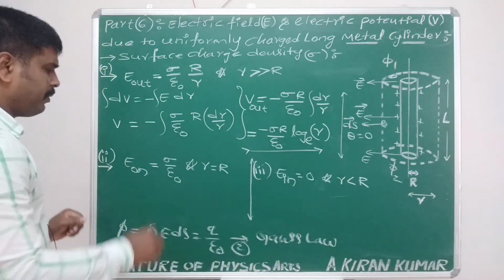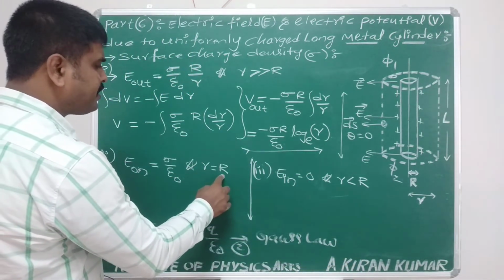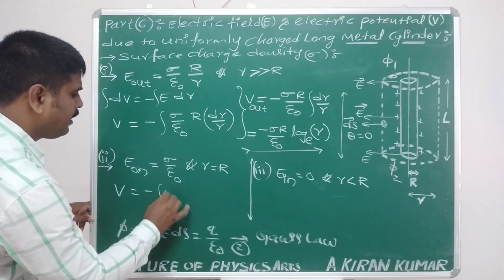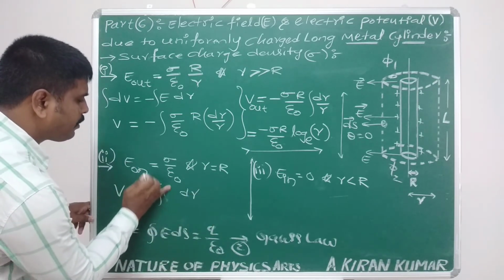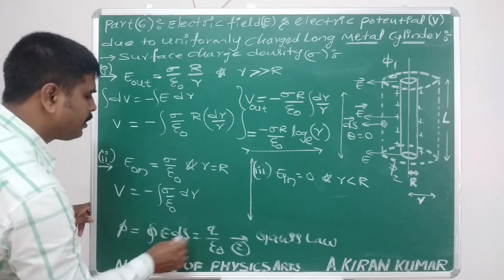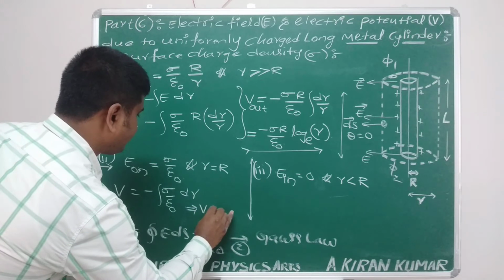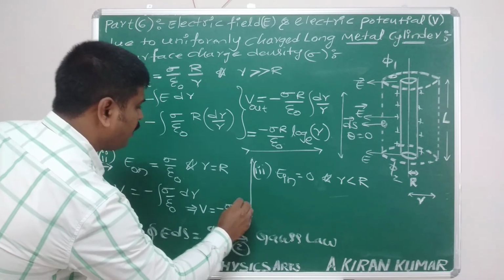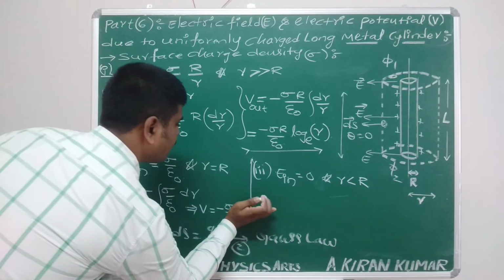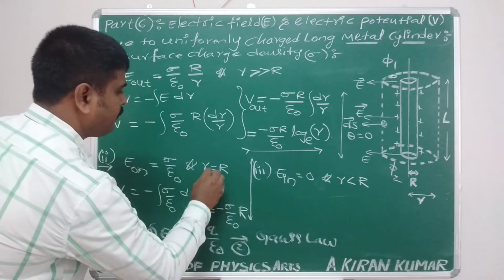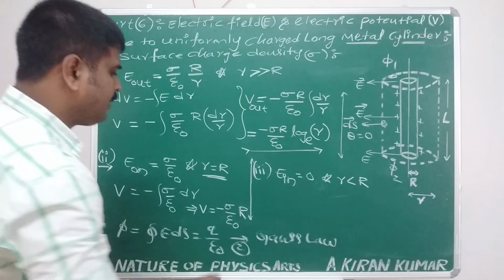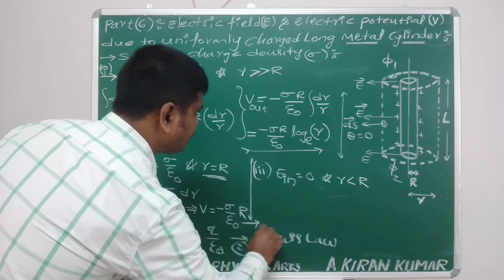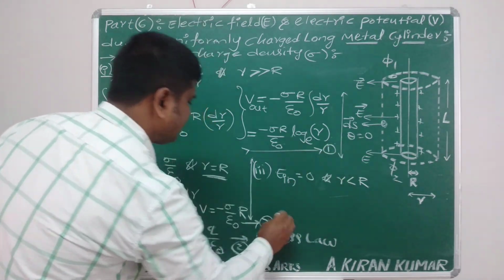Next we can write the potential on the surface, where small r is equal to capital R. Using the same formula, V is equal to minus integral E dr, where E is sigma divided by epsilon naught. So we get V equal to minus sigma divided by epsilon naught times r, with small r equal to capital R. This is the second equation, the second potential equation. So the potential's first equation, potential's second equation.